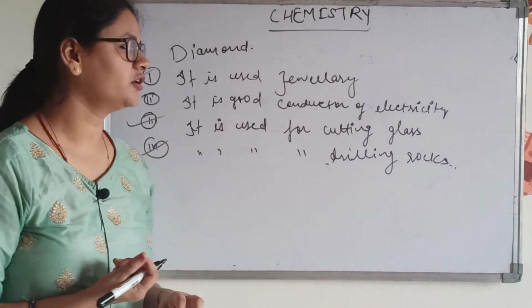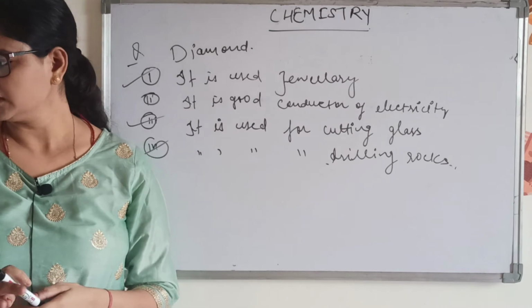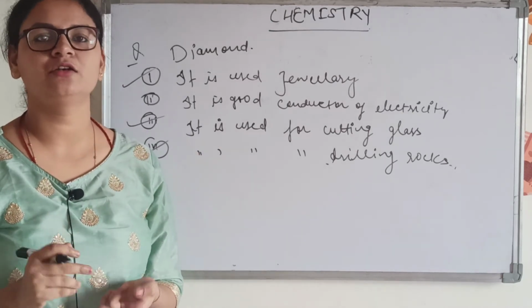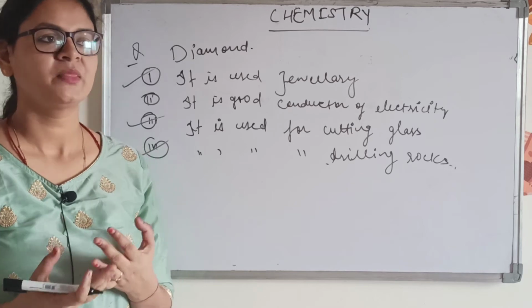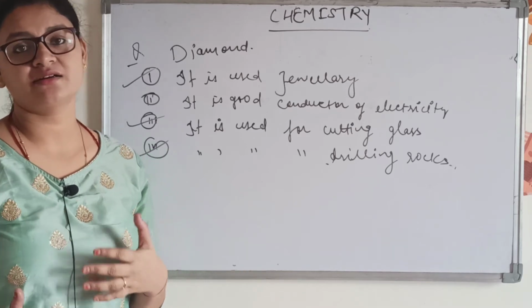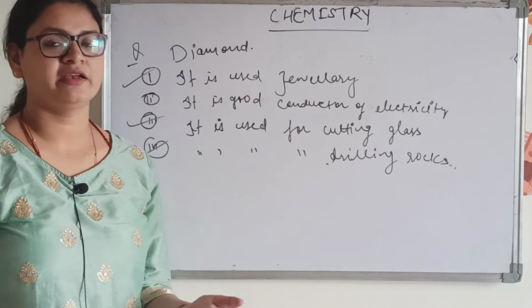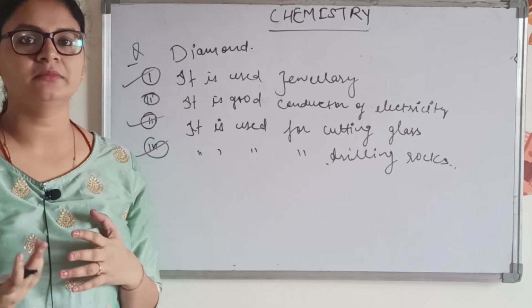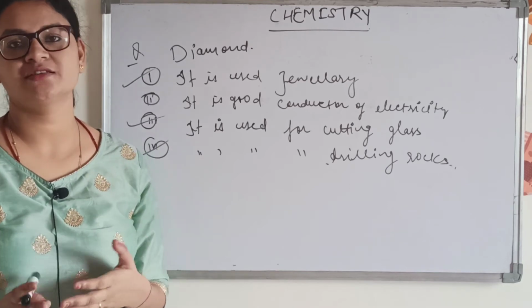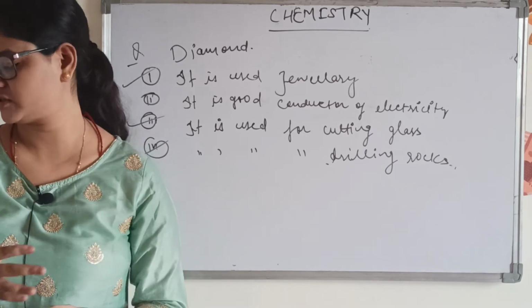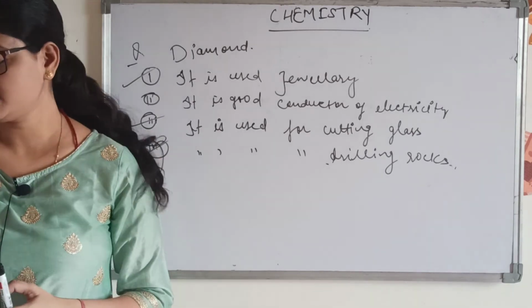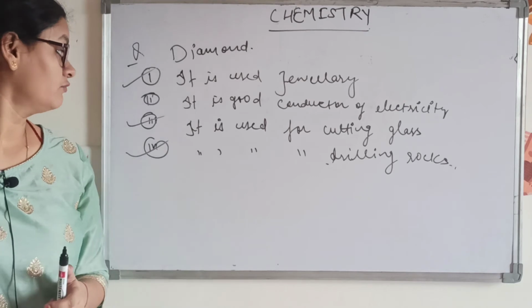Is it a good conductor of electricity? No, because diamond contains carbon, and carbon is a non-metal. Non-metals do not conduct electricity. If it conducted heat and electricity, it would be very difficult to wear diamond jewelry. So we cannot use it as jewelry if it conducts electricity or heat. So our answer will be 1, 3 and 4.